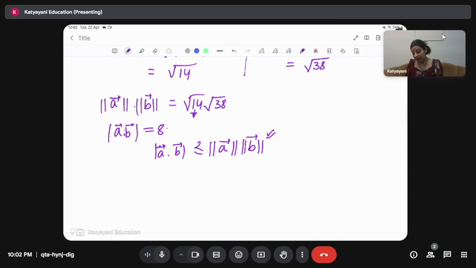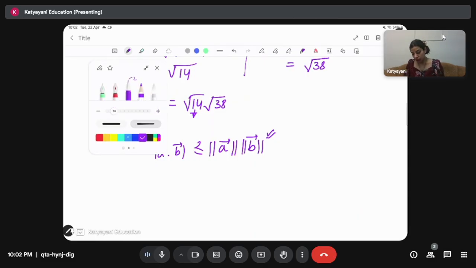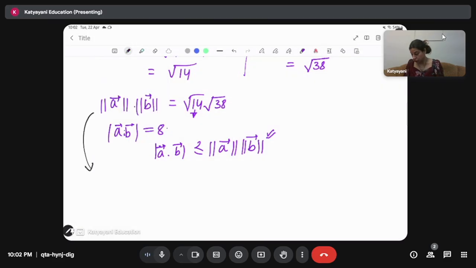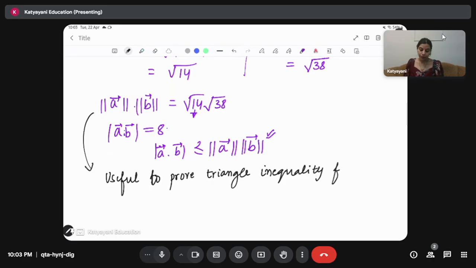So now let's see where the Cauchy Schwarz inequality is actually used. So let's see where this Cauchy Schwarz inequality is useful. It is useful to prove the triangle inequality for vectors, right?